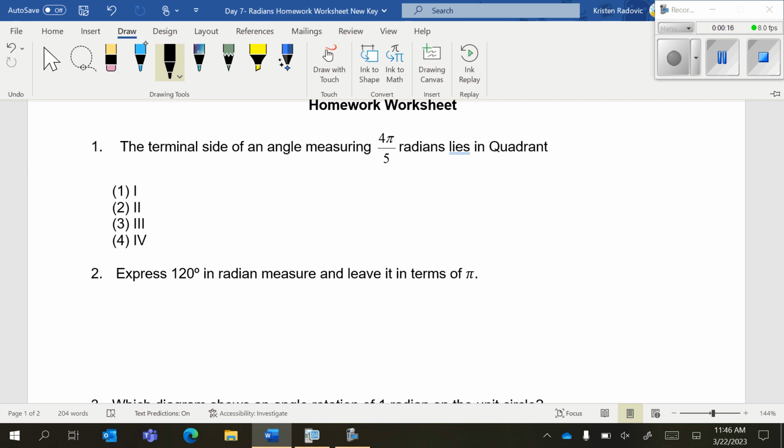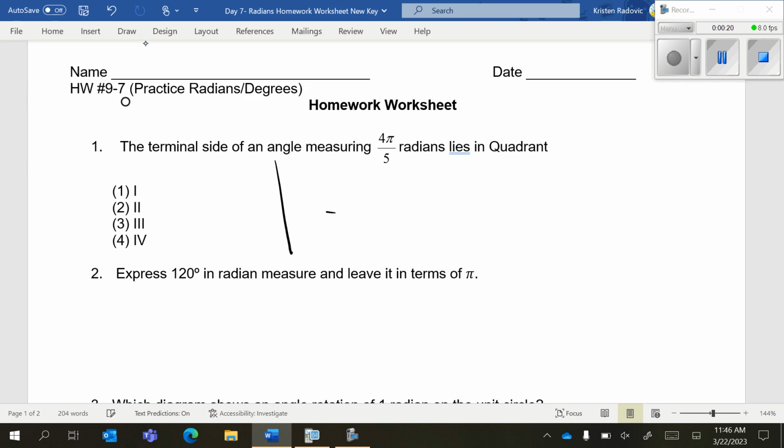They want to know which quadrant 4 pi over 5 is in. And if you draw out your quadrants, we start with 0 radians. We know half of a circle is pi radians. That means a full circle is 2 pi. A quarter circle is pi over 2. And then the one down here would be 3 pi over 2. You really do have to remember 0, pi over 2, pi, 3 pi over 2, and 2 pi.